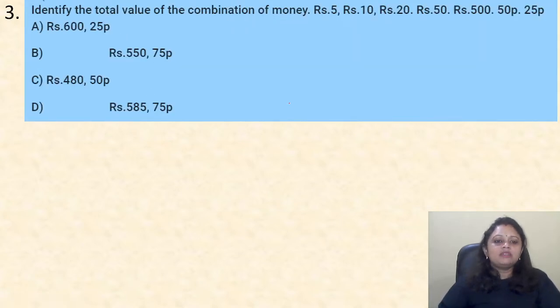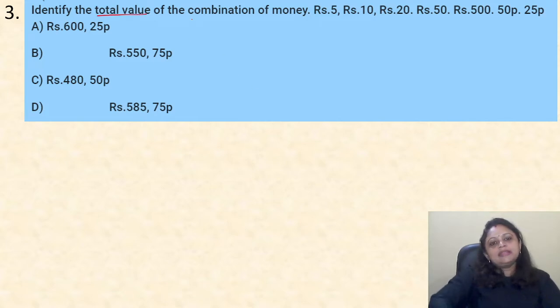Identify the total value of the combination of money: rupees 5, rupees 10, rupees 20, rupees 50, rupees 500, 50 paisa, 25 paisa. Okay. Options are A, rupees 600, 25 paisa. B, rupees 550, 75 paisa. C, rupees 480, 50 paisa. D, rupees 585, 75 paisa.